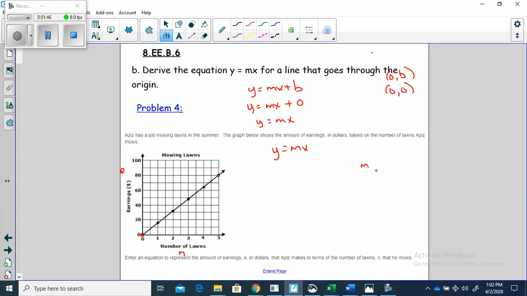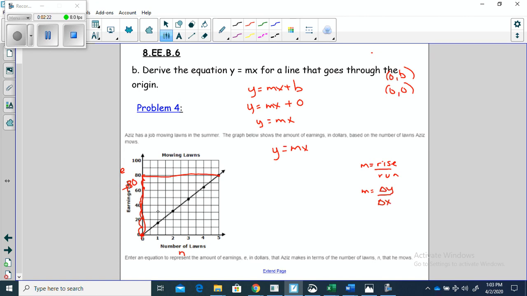We know that our m is equal to rise over run, which is the same thing as change in y over change in x. So let's draw our right triangle so we can find our rise over run, or our change in y over change in x. Let's see how much we go up on the y-axis: 10, 20, 30, 40, 50, 60, 70, 80. So we're going up 80. How much on our x-axis?